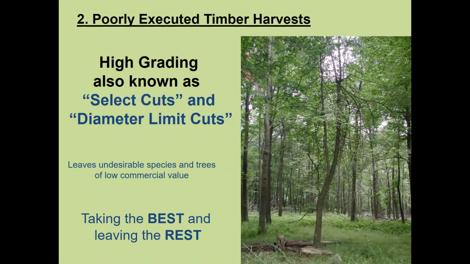So a lot of select cut forests are out there now where this has occurred. So it causes a competing vegetation problem. So now we have this black gum, for example, interfering with the establishment of something that might be more desirable.